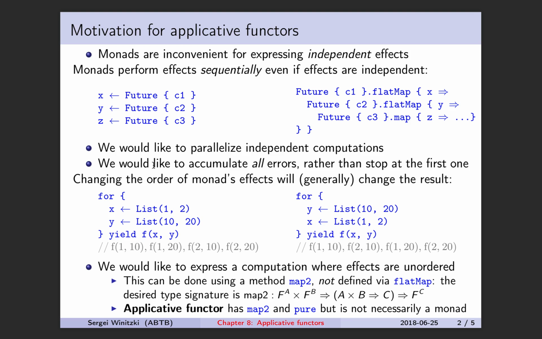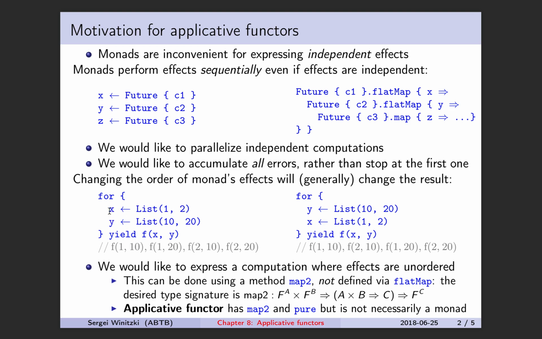So if, as I said, effects are independent, then we would like to have a different way of computing than the monad computation shown here. So monads are inconvenient for expressing independent effects. Also, they're inconvenient for expressing commutative effects, because typically when you change the order of generator lines, like these two, you change the results. Even though these generator lines seem to be independent of each other, they aren't.